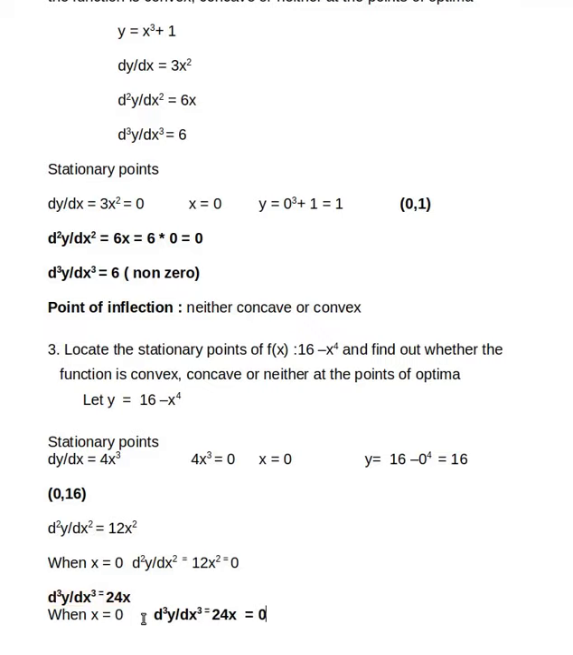So here there is an issue. In the previous case, we got a non-zero third order derivative, so we concluded the point is a point of inflection. But in this case, the third order derivative is again 0. So we can't conclude it as a point of inflection. We have to check whether it is concave or convex. So we need further investigation.